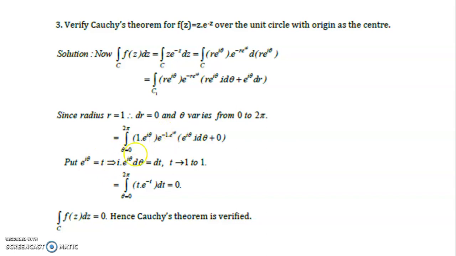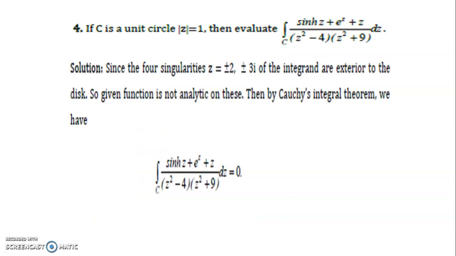And also you can make use of the substitution method, replacing e^(iθ) by t, and again you need to translate everything in terms of t and dt. Then you can make use of integration by parts, and over 0 to 2π it would definitely arrive at 0. So the integration of f(z) dz over the closed curve is 0. Hence the Cauchy integral theorem is again verified there.